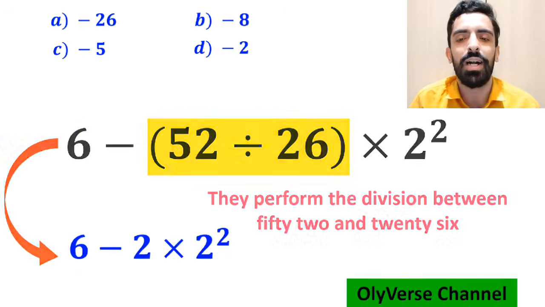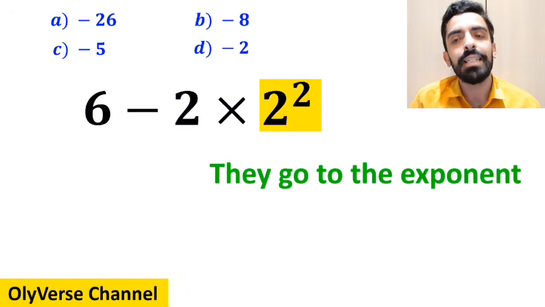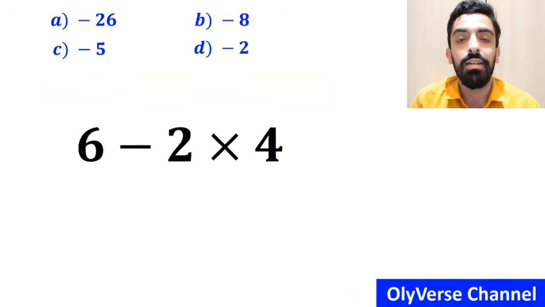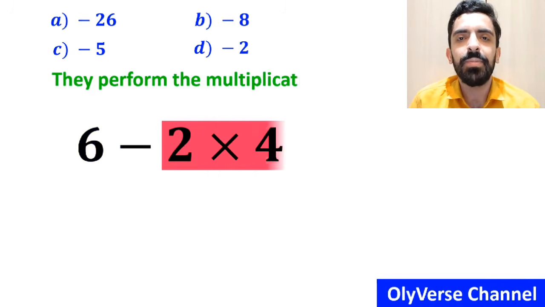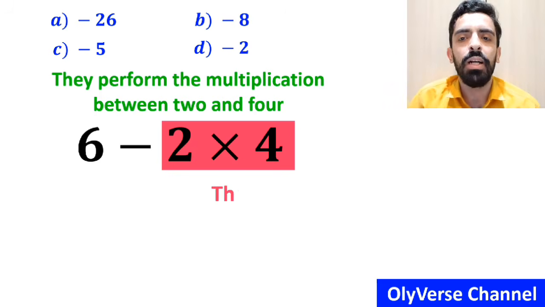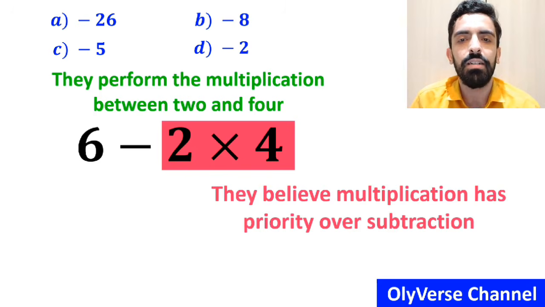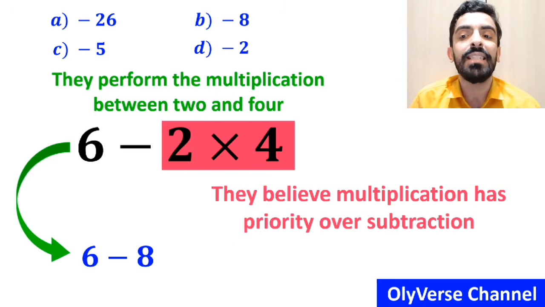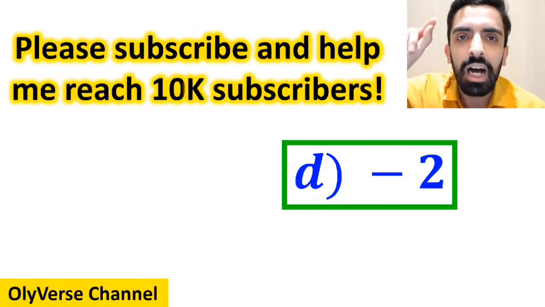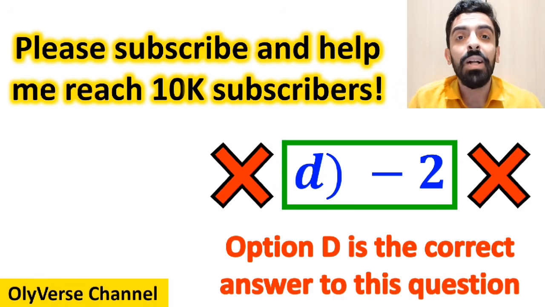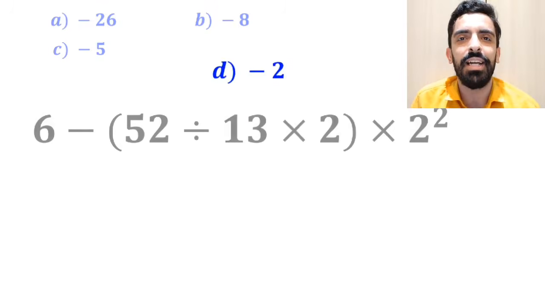multiplied by 2 squared. Next, they go to the exponent and simplify to 6 minus 2 multiplied by 4. And in the final step, they perform the multiplication between 2 and 4 because they believe multiplication has priority over subtraction. So, they rewrite this expression as 6 minus 8, which eventually gives them the answer negative 2. Then, they quickly say that option D is the correct answer to this question. However, it's not the correct answer to this question.